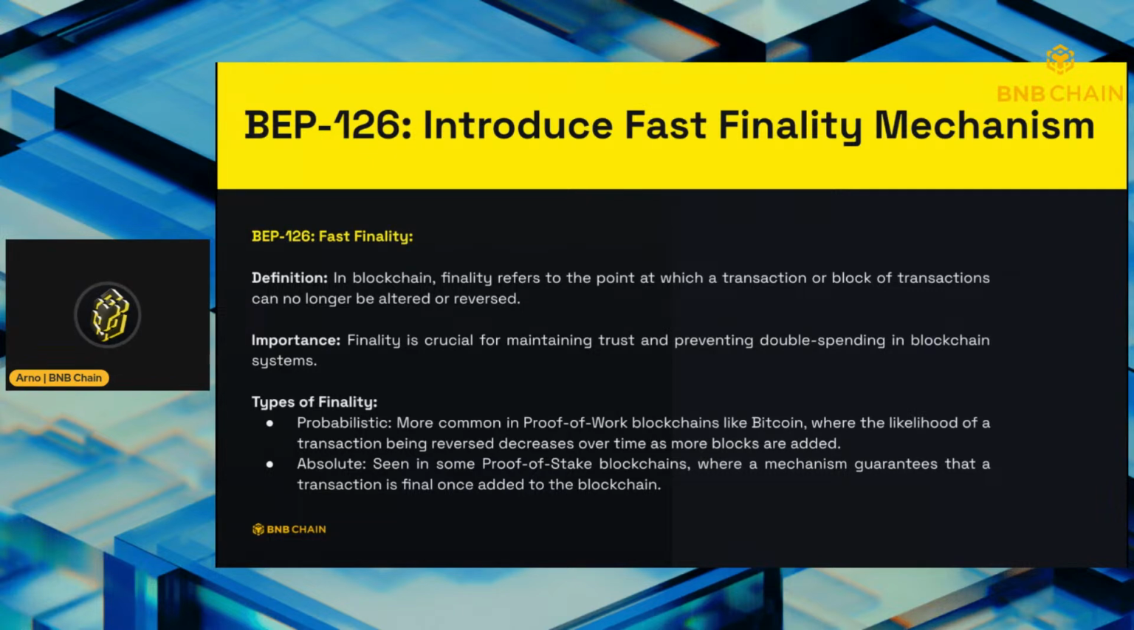So there are multiple types of finality. As I mentioned before, we have the probabilistic one, which is the proof of work, as within Bitcoin.